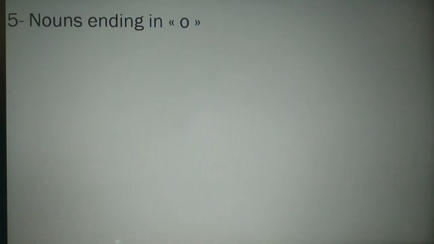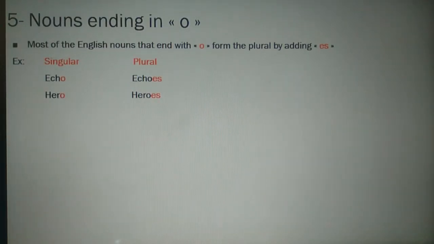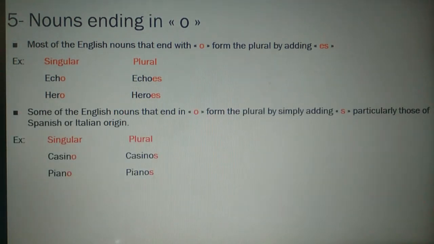So nouns ending in o always add es. Some of the English nouns that end in o form the plural by simply adding s, particularly those of Spanish or Italian origin. Casino, casinos.